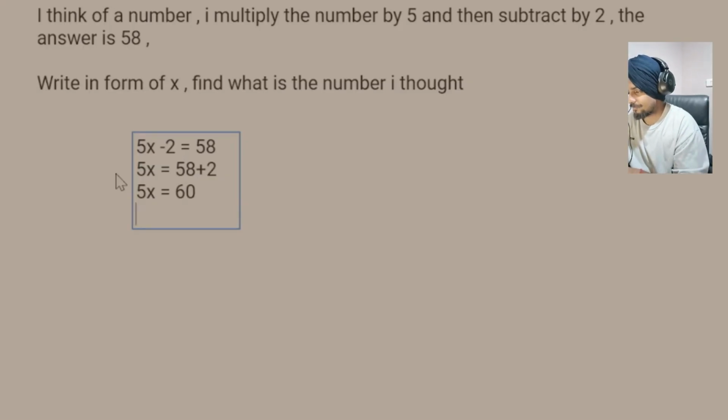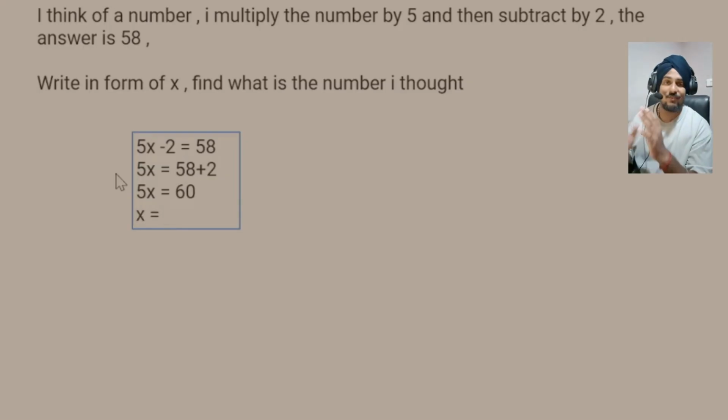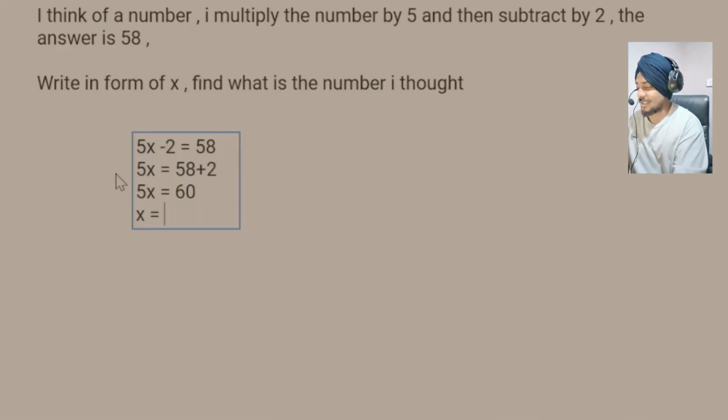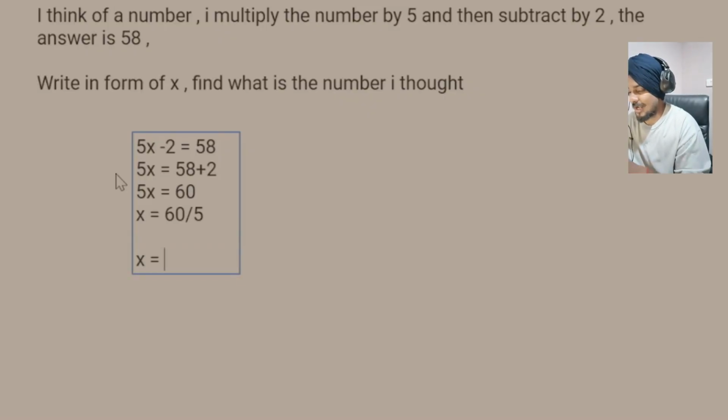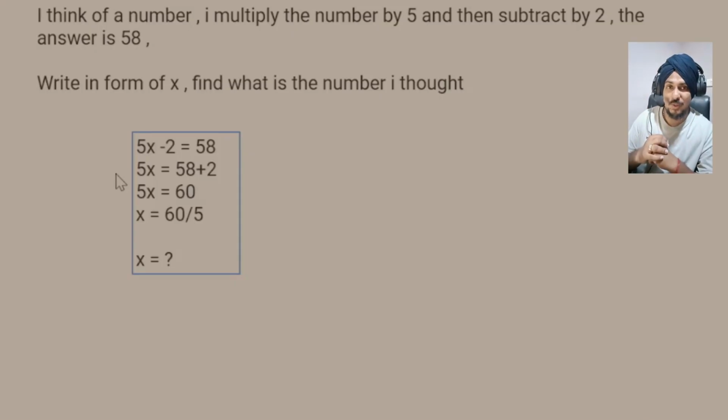Now x is equal to... 5x, 5 is in multiplication with x. If I move the number 5 to the other side, it becomes division, and it's 60 divided by 5. Now you guys comment down what will be the value of x and let me know.